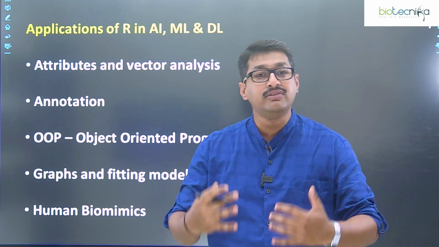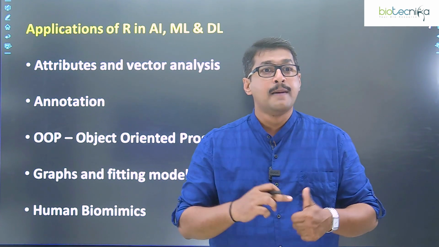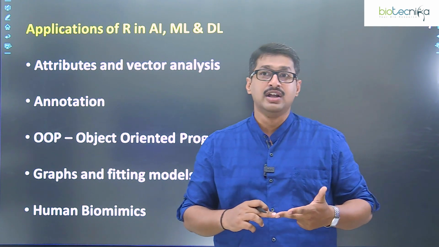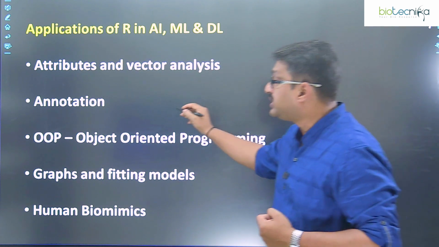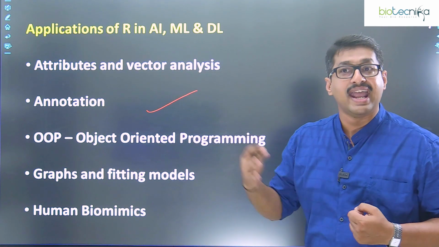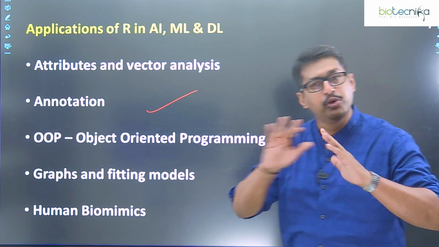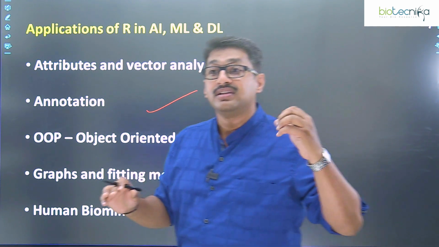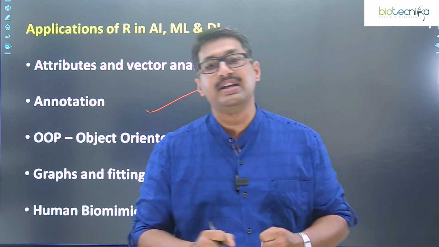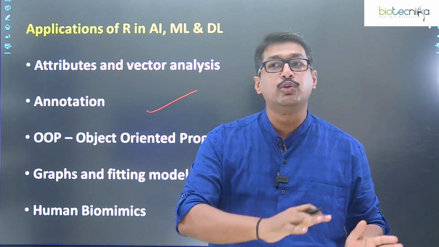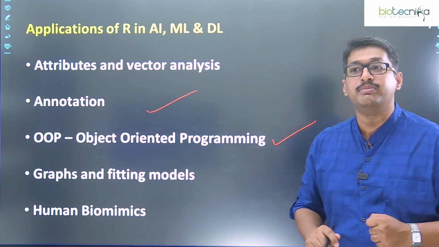People have gone one step forward in applying R into artificial intelligence, machine learning, and deep learning systems, wherein the attributes are being learned using vector analysis. Annotation becomes much easier in AI when R is implemented on it. There's something called object-oriented programming, a beautiful and booming program, which is a program for the future. So everything down the lane in the next 10 years would be AI based or ML based. Hence, studying this language would be much more helpful.